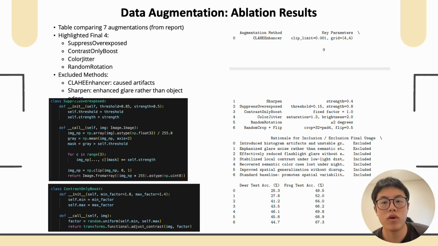In order to recover performance for corrupted classes like deer and frog, we conducted ablation experiments on several augmentation methods. The final pipeline includes four techniques: suppress overexposure, contrast boost, color jitter, and random rotation. These were selected because they consistently improved the test accuracy while maintaining training stability. Methods like CLAHE enhancement and sharpening were excluded because they introduced artifacts or overemphasized noise. Our final selection was based on both empirical accuracy gains and visual inspection of transformed samples.